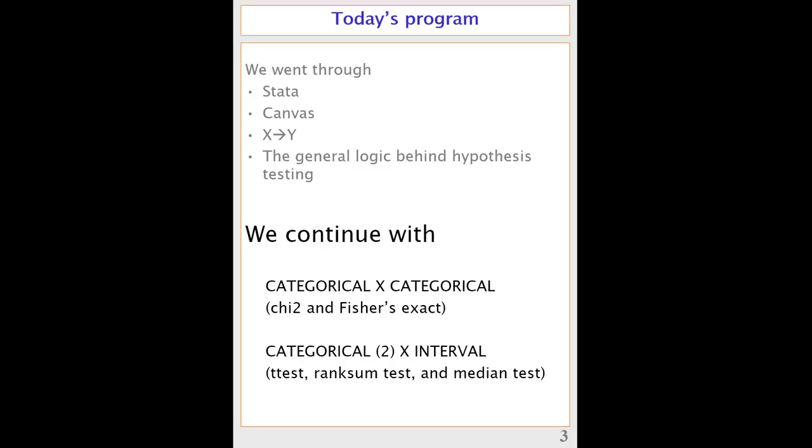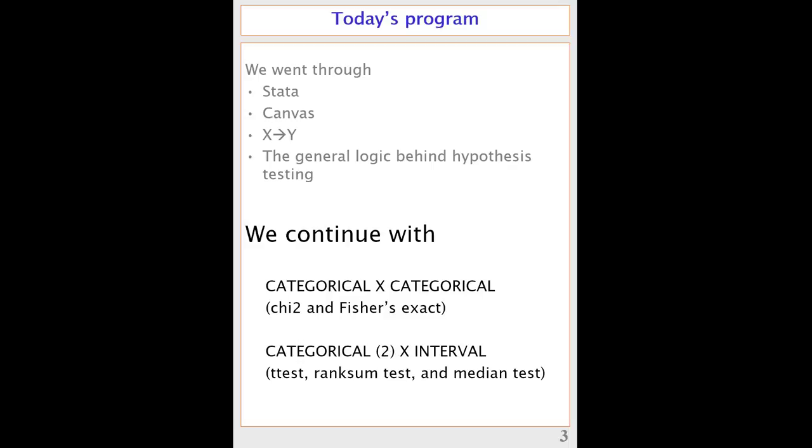Okay, so here we go. We went through Stata already and Canvas, we know that. It's all about relating different kinds of variables. That's what we're about to do. The last time I talked about the general logic of hypothesis testing, because we're going to do that lots and lots of times, and we have to know how it works.